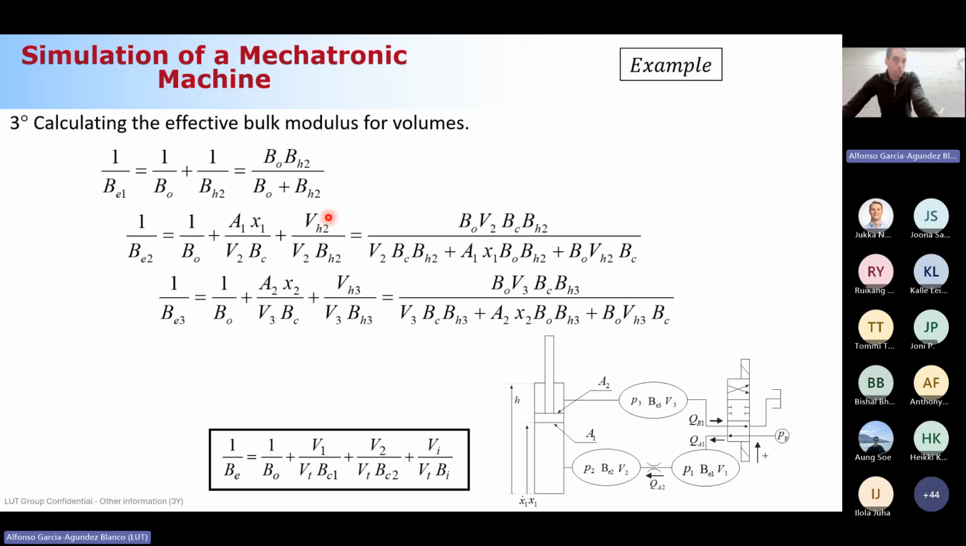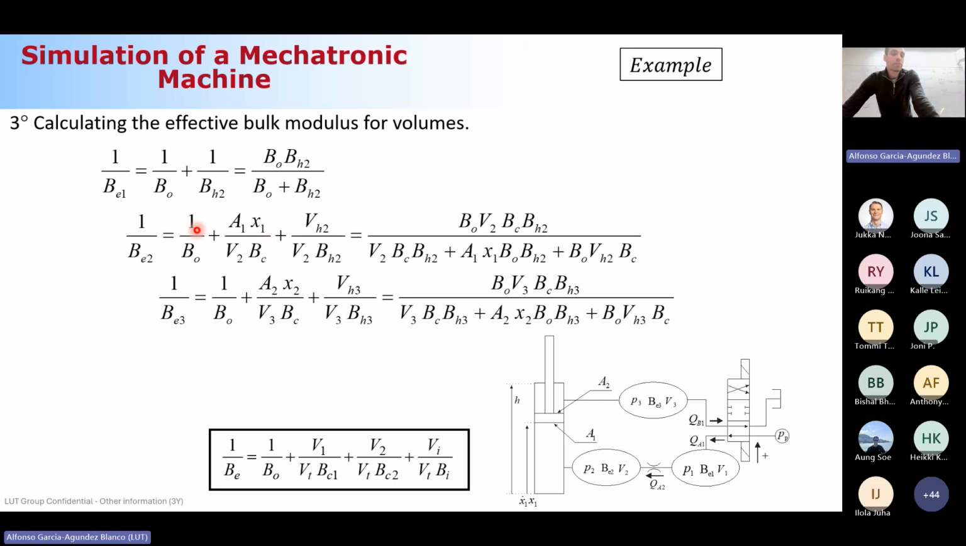If we are considering the hose, VH2, and the corresponding bulk modulus in the denominator, BH2. So this is V, and this is BH2. Now, the other one, inside the cylinder. Which volume of oil is covering the cylinder? A1 times X1. So we have a volume here, which is A1 X1, divided by the total volume, V2, and the bulk modulus of the cylinder is BC.